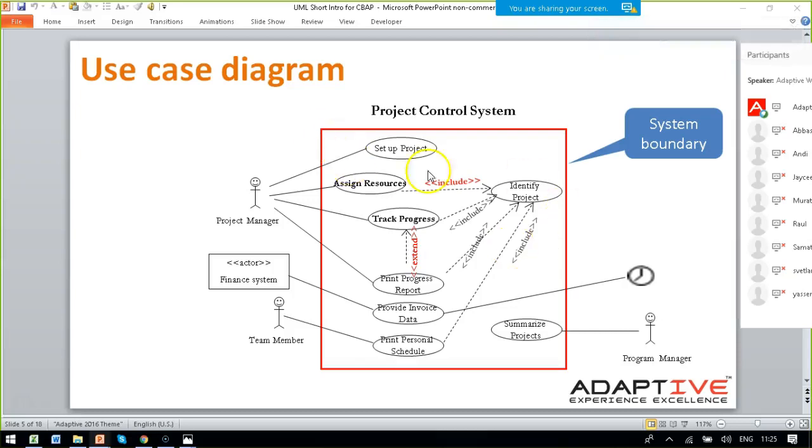So remember this, an include function is essentially a common function which can be used by many use cases. So in a sense, an include use case helps you in reusable requirements and reusable functionality. Extend is the one where an additional functionality is provided. Okay, and this is what we call the system boundary, actors and use cases.